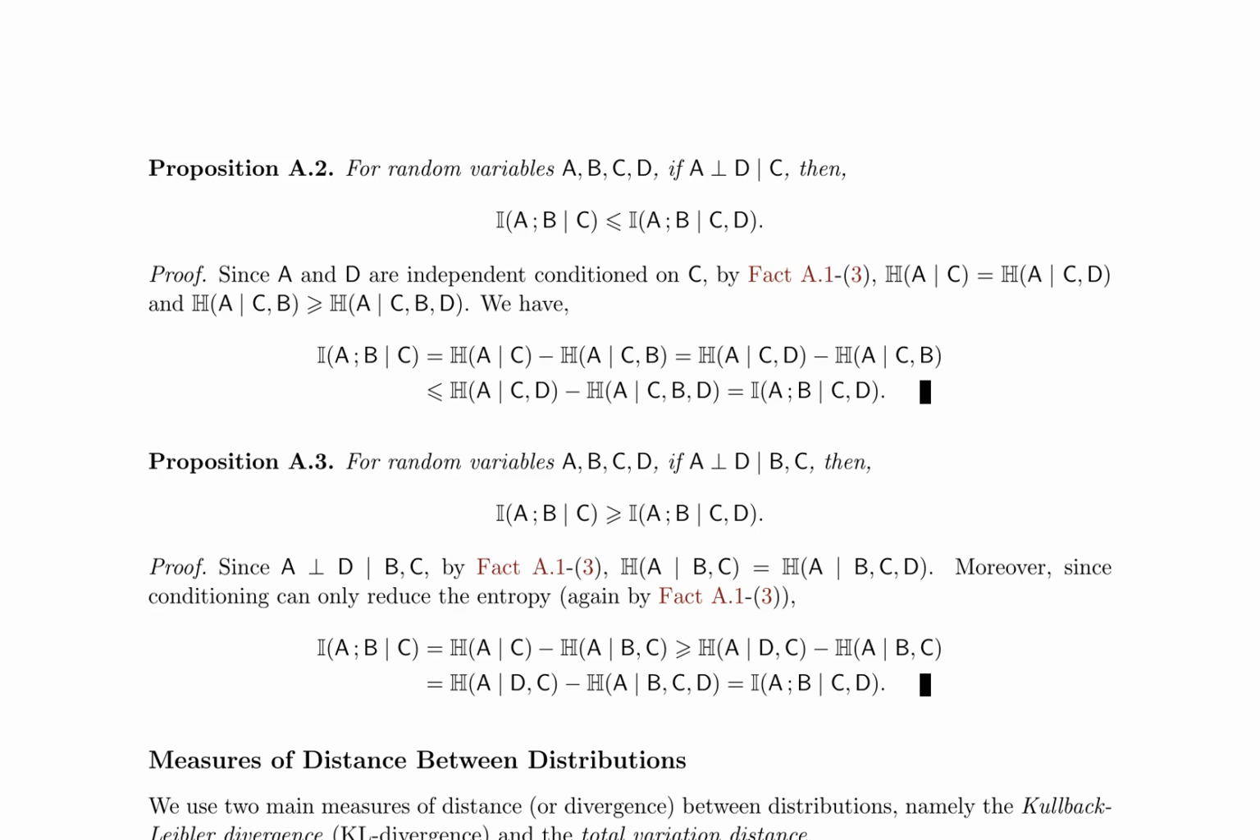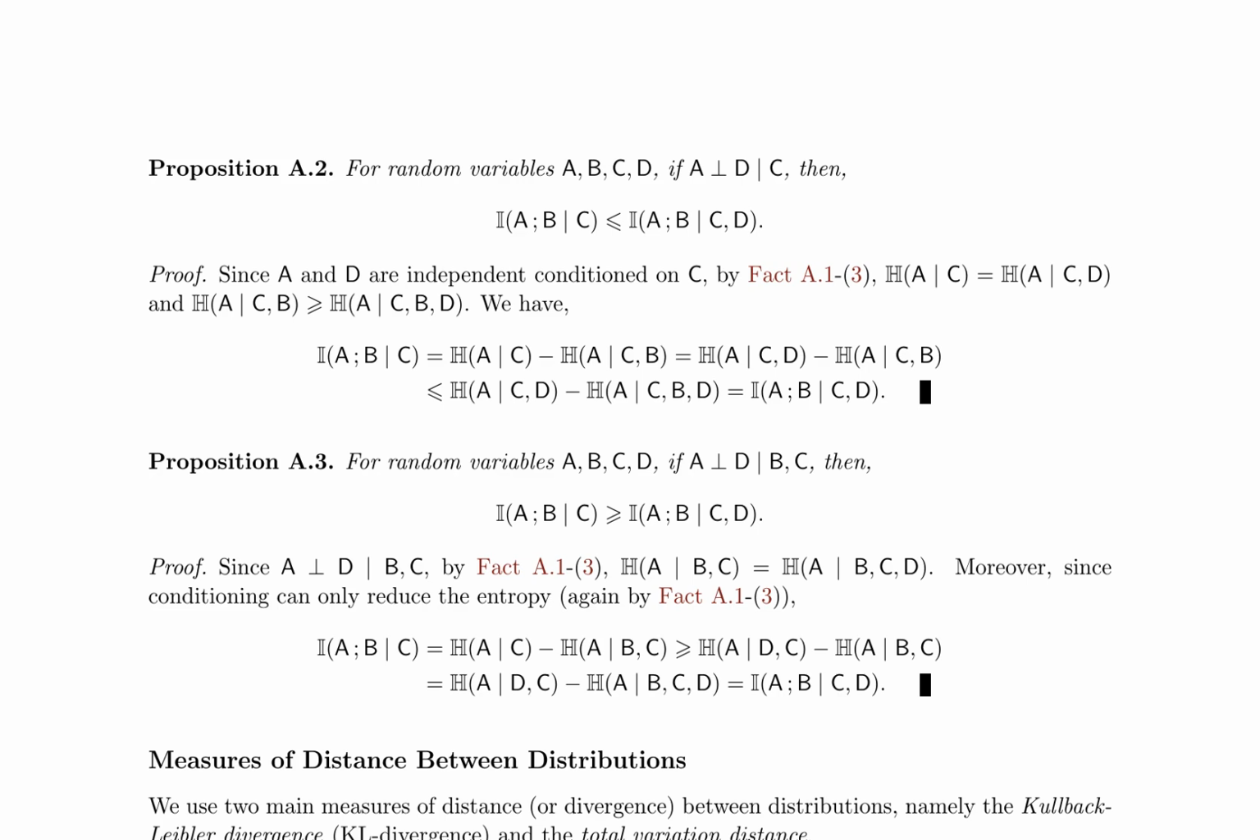In this section, the authors delve into key propositions and facts related to information theory, focusing on conditional mutual information and measures of distance between distributions. They introduce proposition A.2, stating that for random variables A, B, C, and D, if A is independent of D given C, then the conditional mutual information I(A; B | C) is less than or equal to I(A; B | C, D). This proposition is proven using fact A.1.3, which asserts that conditioning can only reduce entropy.